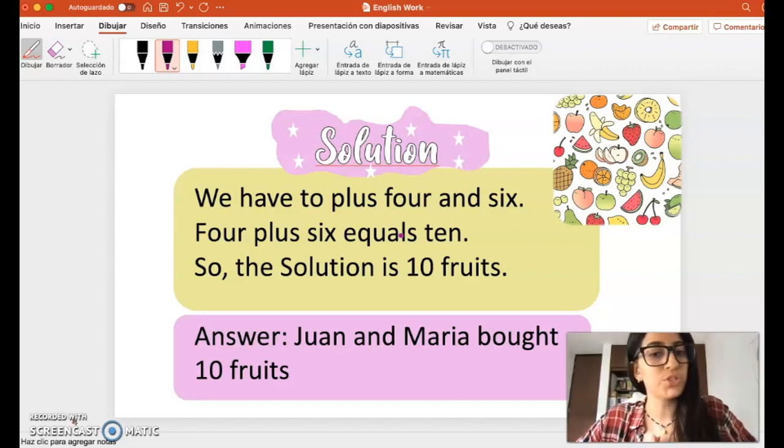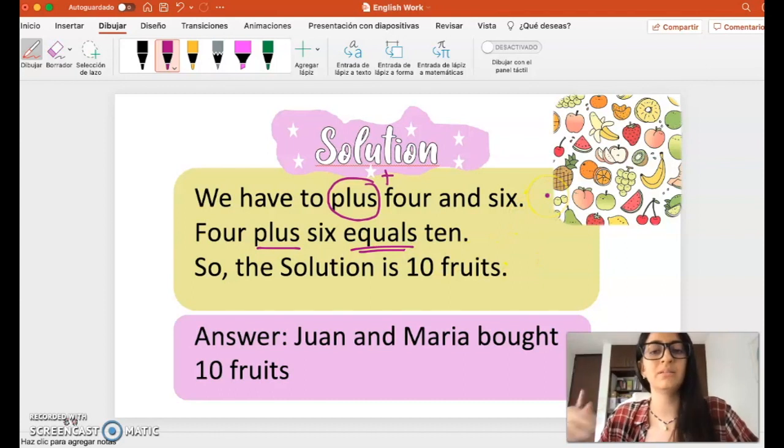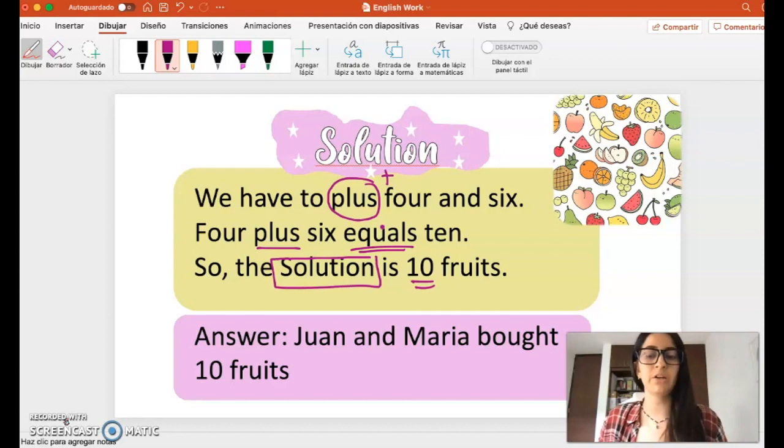In this part, we have the solution. We have to plus 4 and 6. Remember plus, the symbol of add. Or another word to say that is 4 plus 6 equals 10. Equals, it means igual. 4 plus 6 equals 10. So the solution is 10 fruits. Here we have solution like el total is 10 fruits.